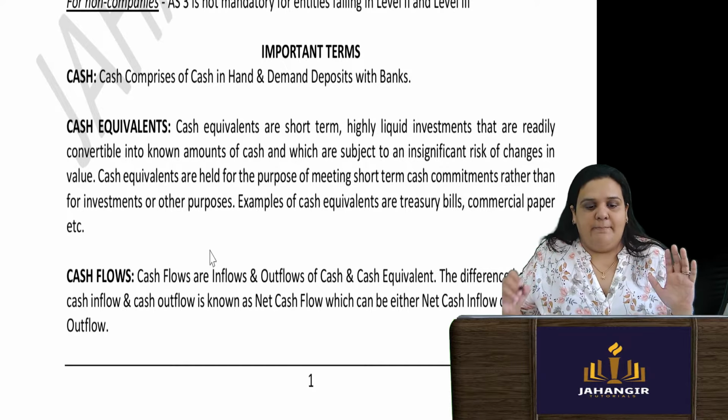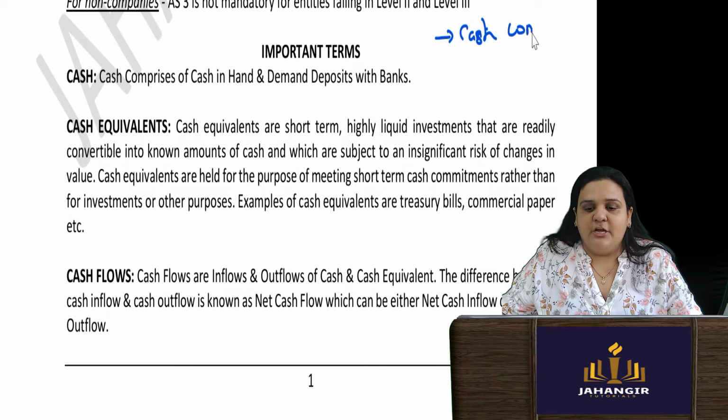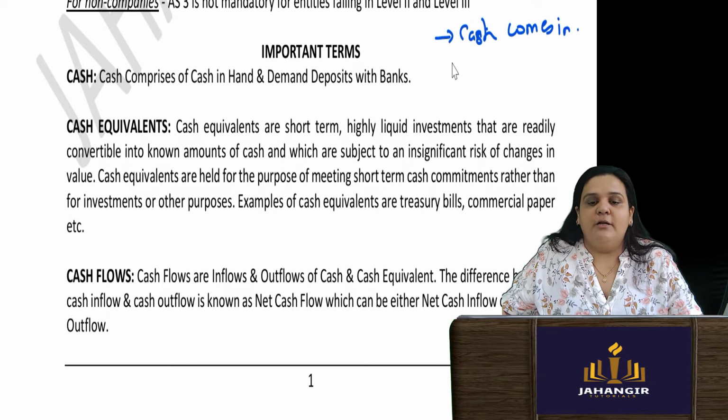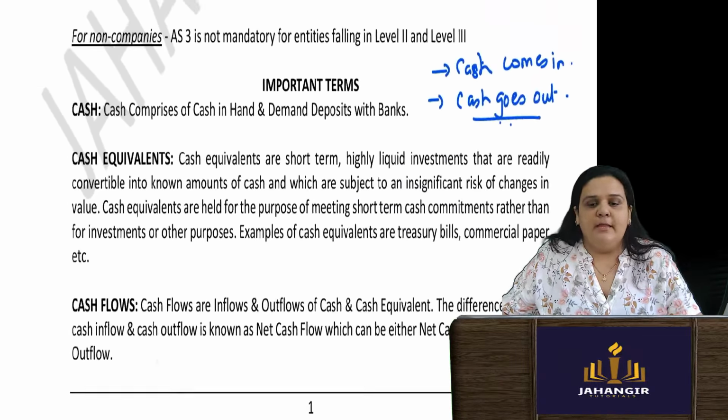Basically, in this chapter, we are going to see what the activities are by which the company has cash coming in, and what the activities are by which the cash goes out. This chapter is basically on these two important ideas, cash coming in and cash going out.